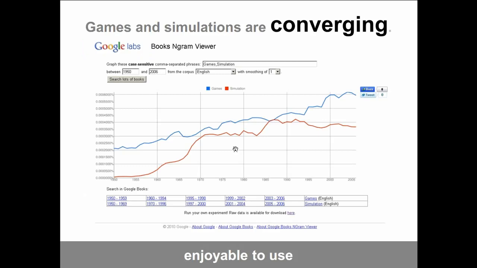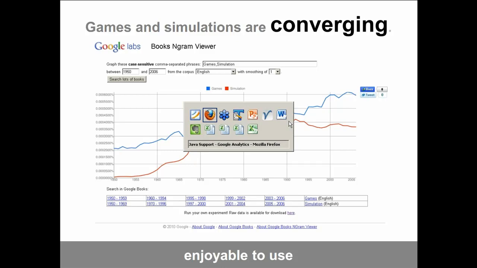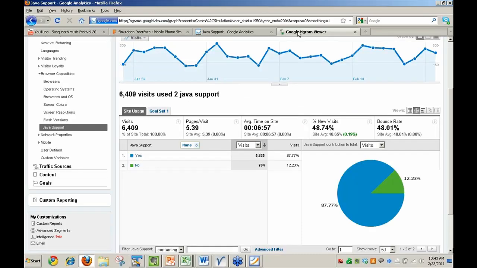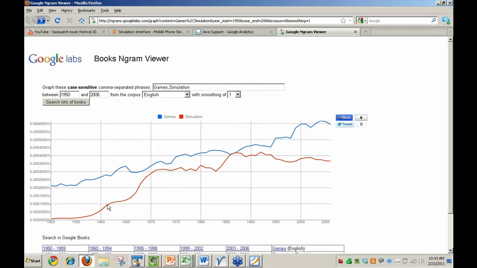Okay, moving on to enjoyable to use. What we're seeing is that games and simulations are converging. So this is a graph of words that appear in books on games and simulation. Games and simulations are ramping up. You see, in the 1950s, there's almost no references to simulations, and it's been growing over time. It's maybe leveled off. Whereas games has been steadily growing over the years here.